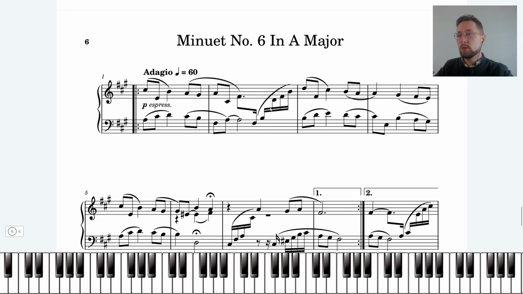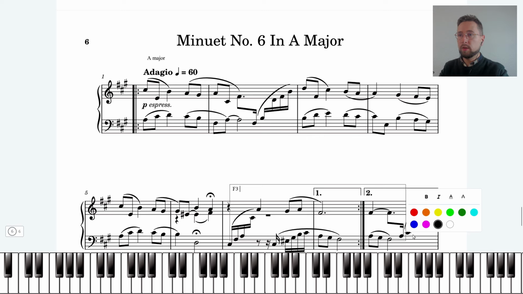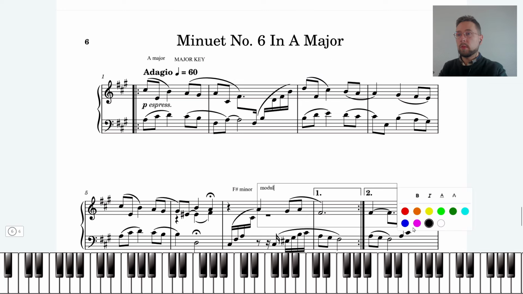So the first thing we'll do is just analyze it as usual. So we have the A major, and here we have the F sharp minor. So that's already a movement from the major key to the relative. That's something we haven't seen. So we start on the major key and we modulate. There's a modulation to the relative minor, right?